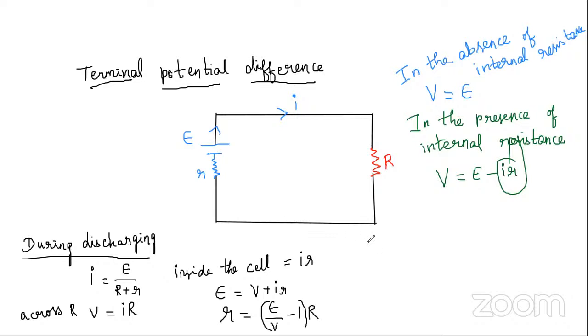Now the second condition is the open circuit. What is meant by open circuit? Can anyone tell me what is meant by open circuit? Sir, a circuit in which there is no current flowing, sir.